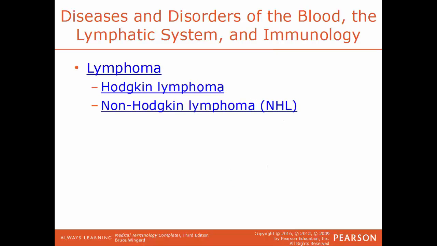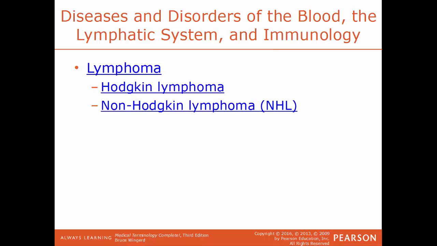Now lymphoma is a general term that applies for cancers of the lymph nodes. And this is not just one disease. This is a collection of diseases that fall under the general term of lymphoma. And lymphomas will fall into one of two broad categories. They'll either be Hodgkin's lymphoma or non-Hodgkin's lymphoma. Now both of these involve cancers of the lymphocytes, which is a type of white blood cell. And non-Hodgkin's lymphomas are much more common compared to Hodgkin's lymphomas.